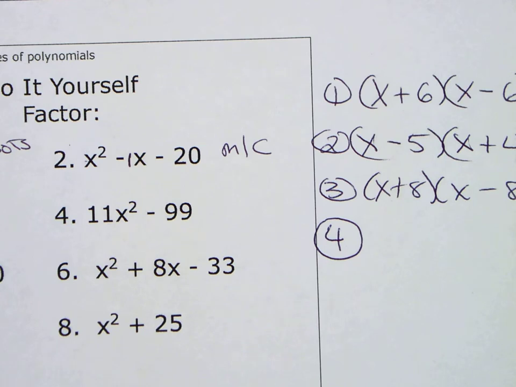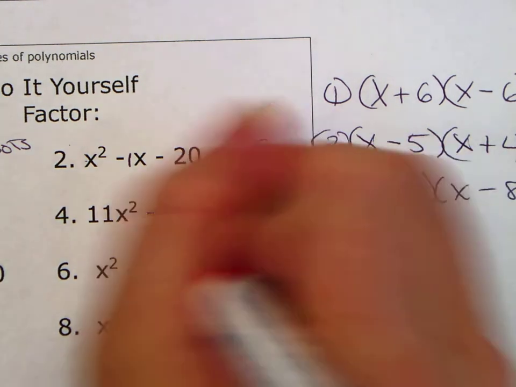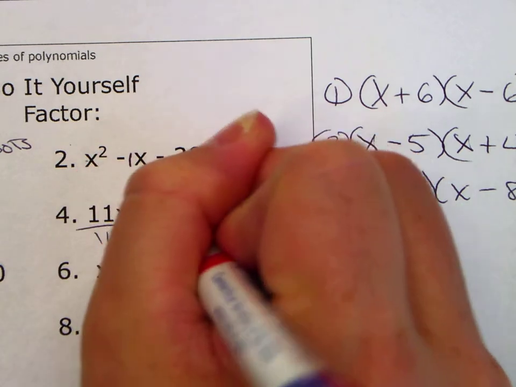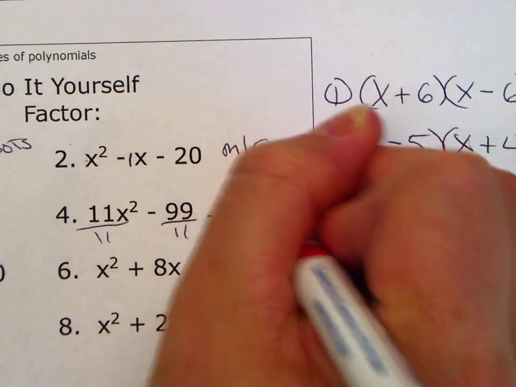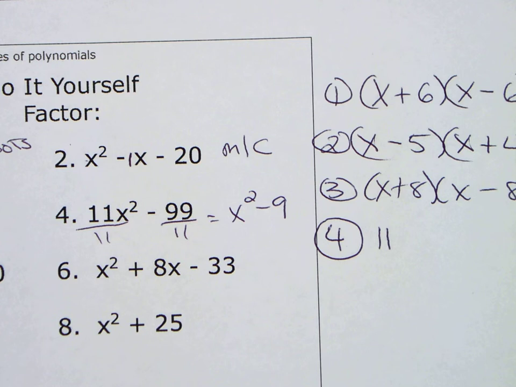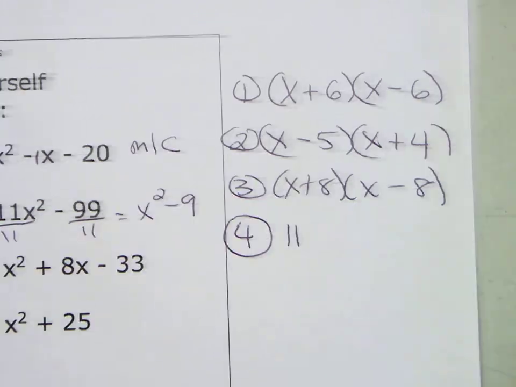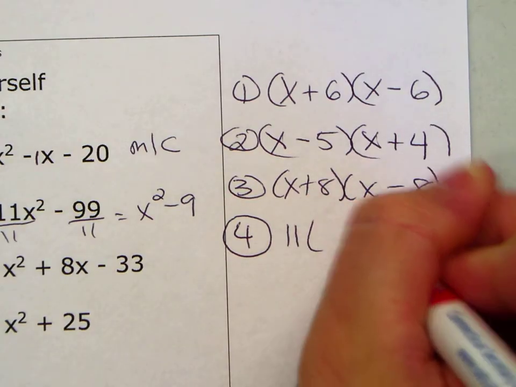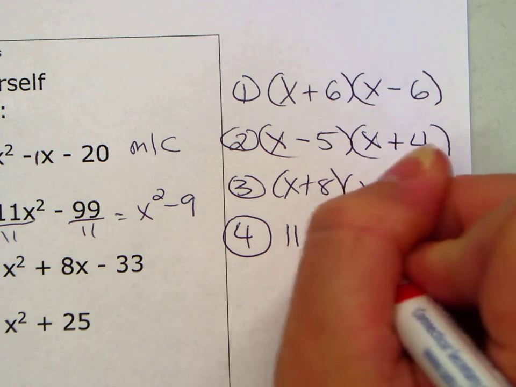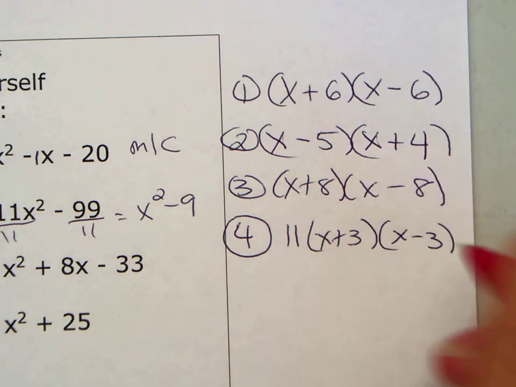Now this one's kind of a trick. What can you divide everything by? 11. It's a GCF with an 11. But when you divide by 11, what do you get? X squared minus 9. X squared minus 9 is factorable. That's a dots. So it's 11, and then you got to do the dots second. X plus 3, x minus 3. Okay?